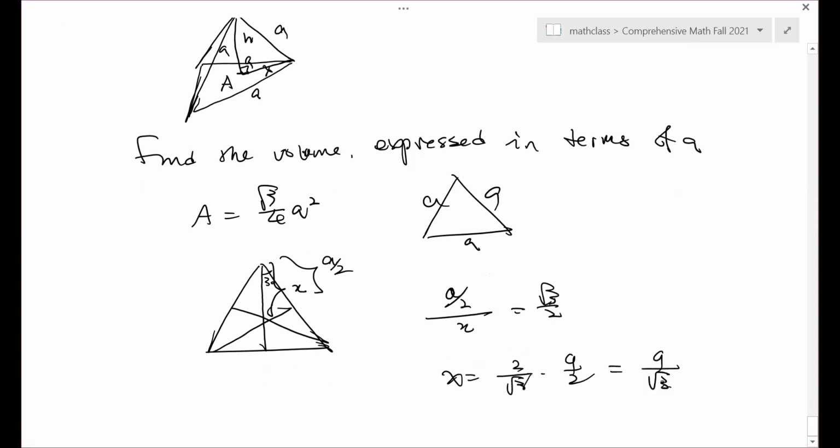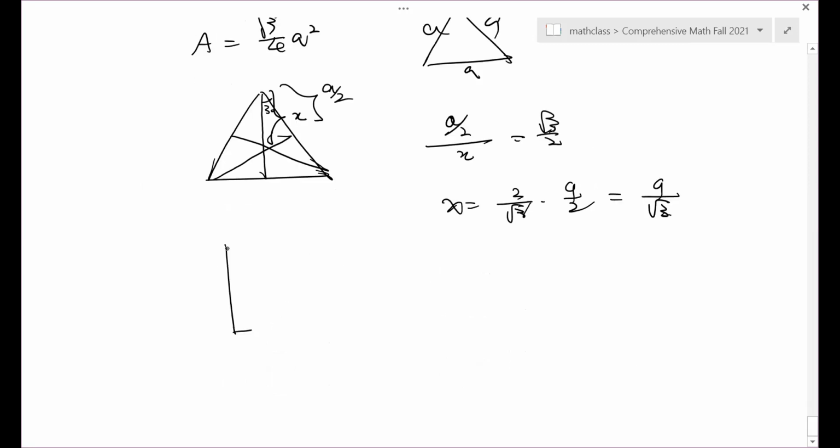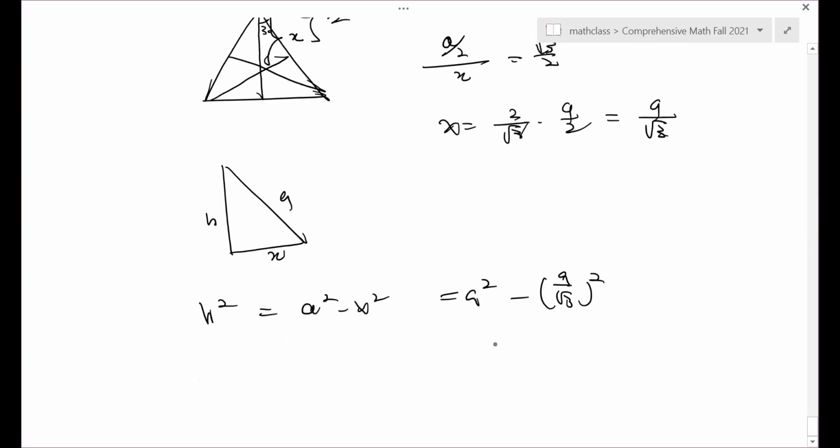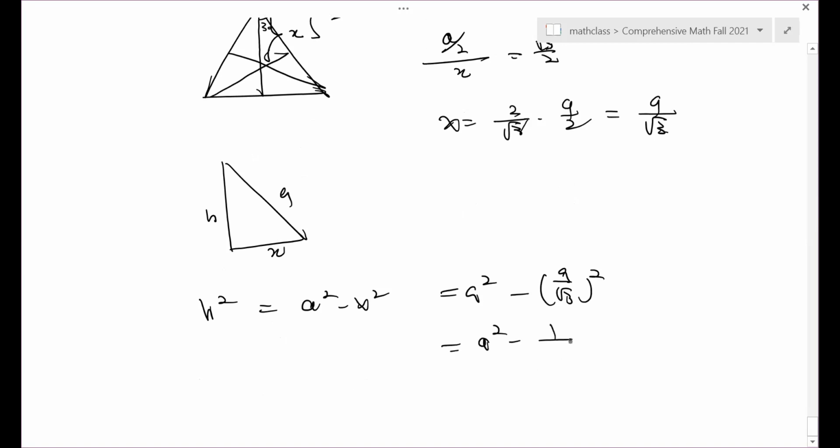So that is x. Once you figure out x, you go back to the vertical triangle. This side is A, this side is x, right? So H squared equals A squared minus x squared. That's going to be A squared minus (A over √3) squared. After you combine, you have this. That is H squared. So you have to find H. H is √2 over √3 times A. All right, so that is H.